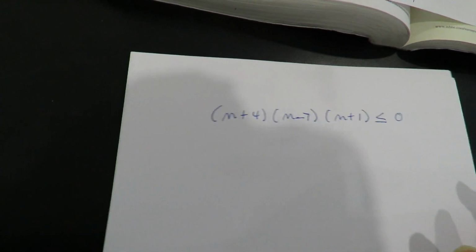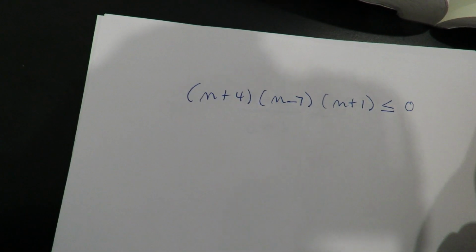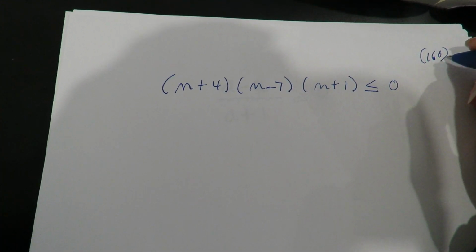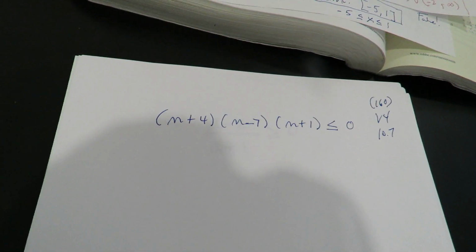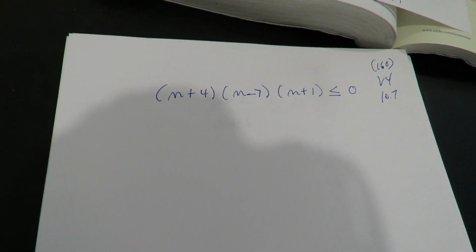Okay, intermediate, what are we on now here? We're on video 4, 10.7. Okay, let's try different varieties now.